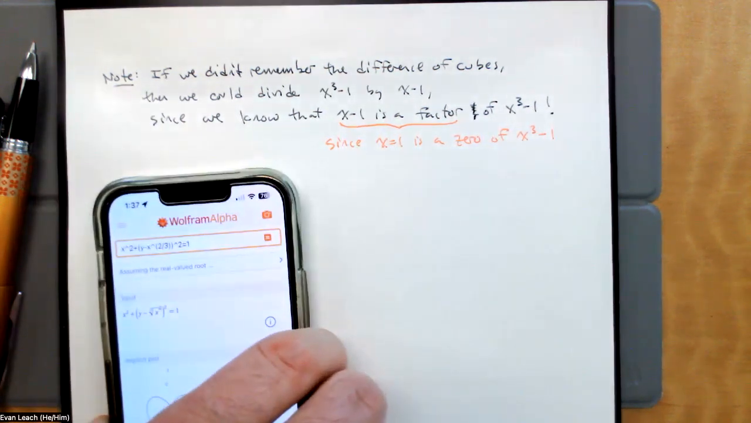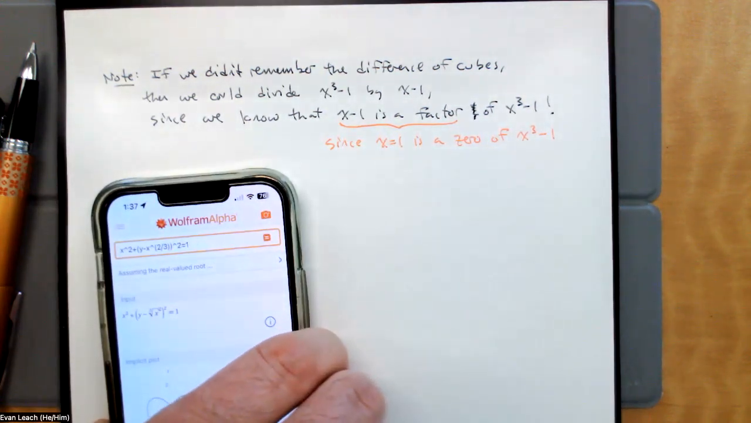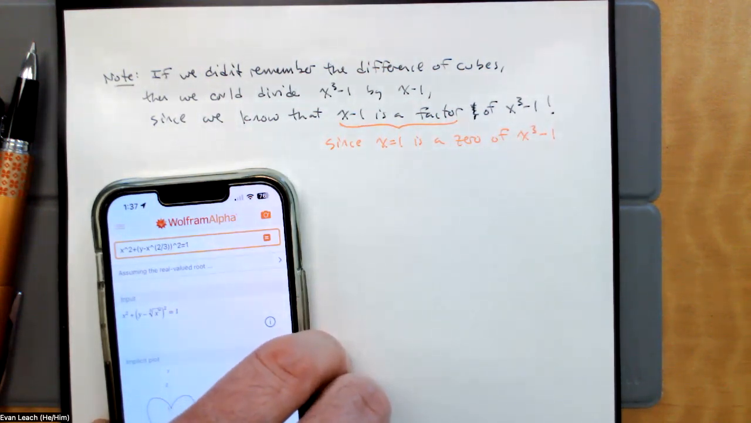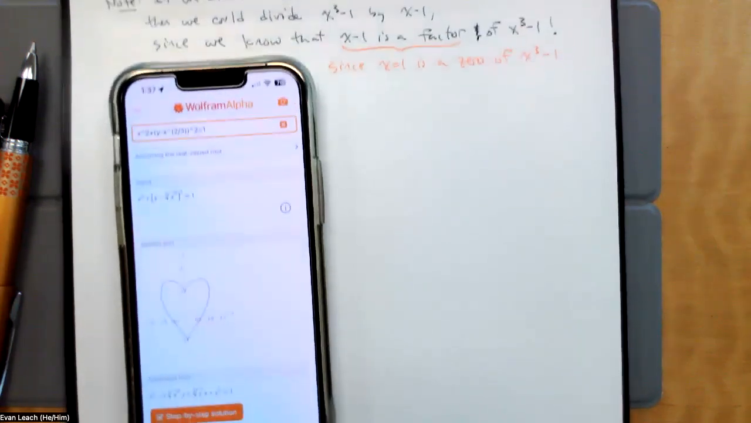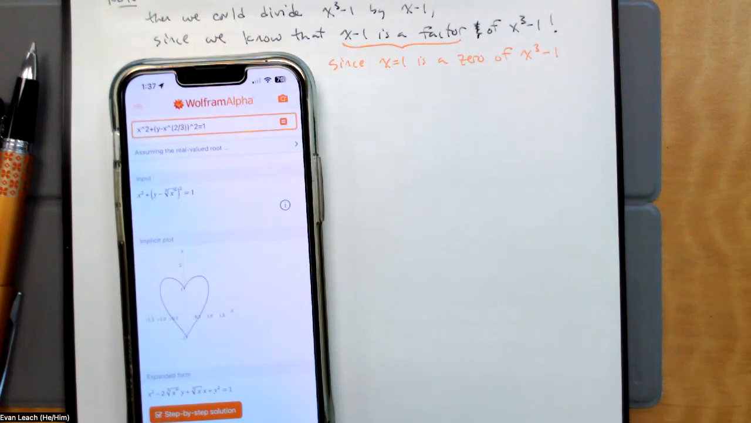There are other ways that we could find this out. Like we could ask a machine for it. Incidentally, I had graphed this earlier because this is the equation to make a heart.